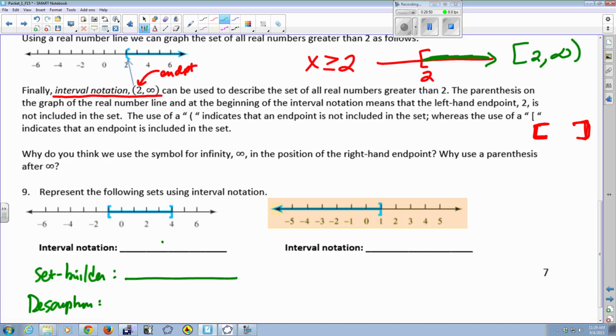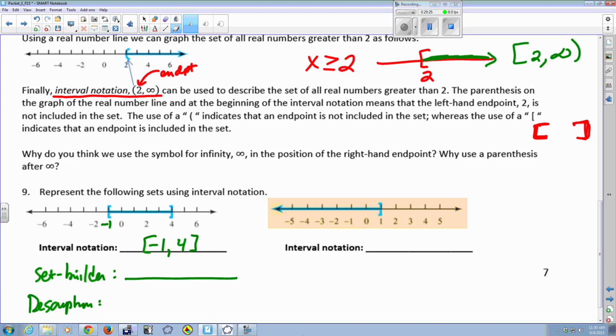-1, 4 with square brackets and a comma. How about, does that look good? Okay, because we're including -1 and we're including 4. Notice that he automatically said -1 goes first and 4 goes second, because -1 is your left-hand endpoint, therefore it's the first number. It's always the smallest. And 4 is your right-hand endpoint. It's greater than -1, so it goes second.